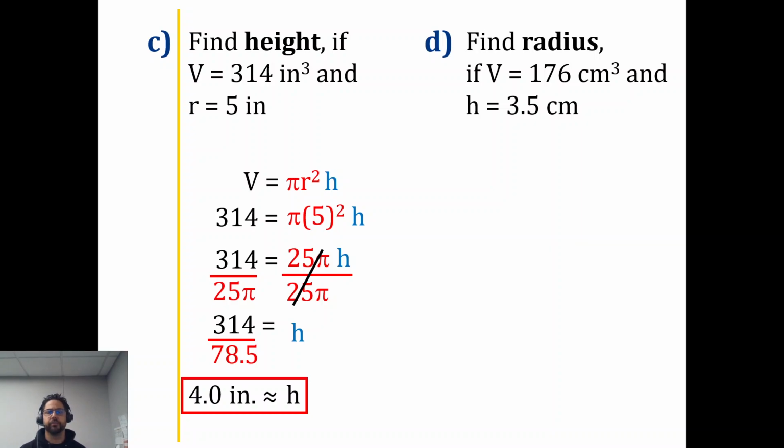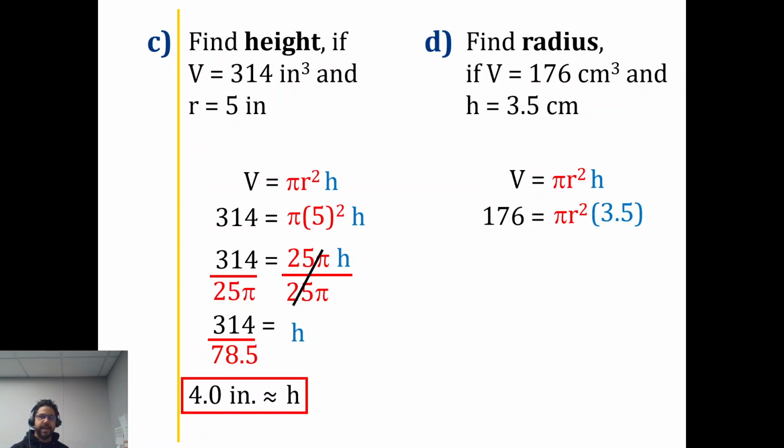So step 1, write down your problem. Step 2, formula. Step 3, substitution. Volume is 176. Pi is still pi. R, the radius is unknown, so make sure it says r squared. Height is 3.5.